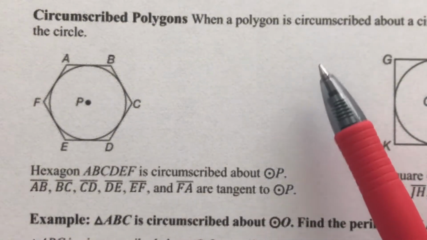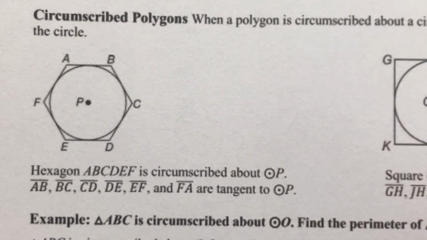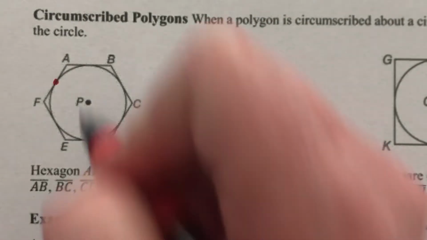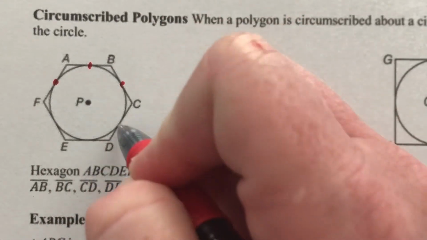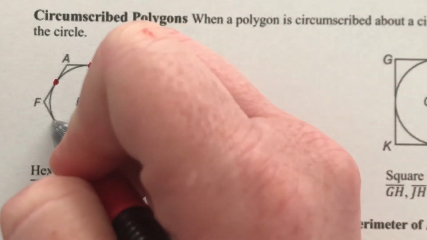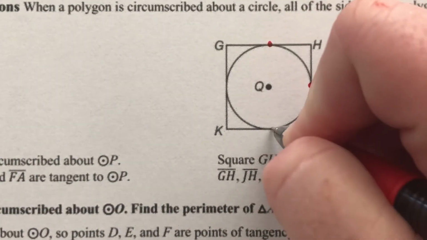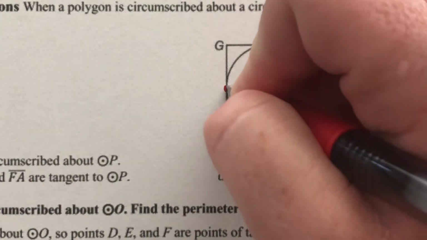It says when a polygon is circumscribed around a circle, all of the sides of the polygon are tangent to the circle, what we just said with our triangle. They all touch our circle in one point, right? I can literally draw those points on. Okay, for this one, it would touch here, here, here, and here.